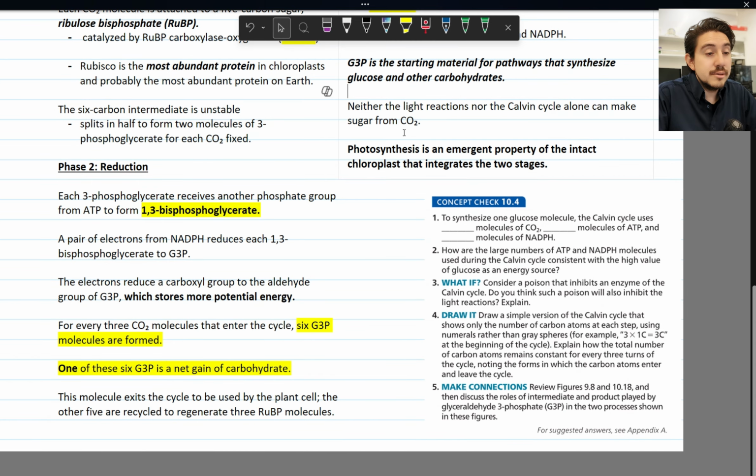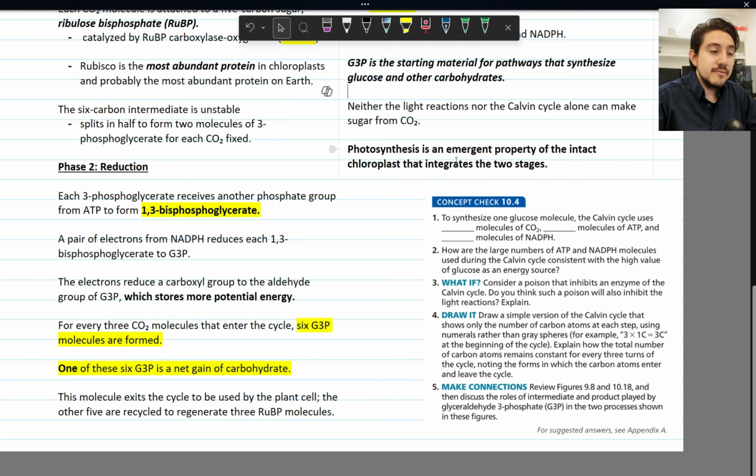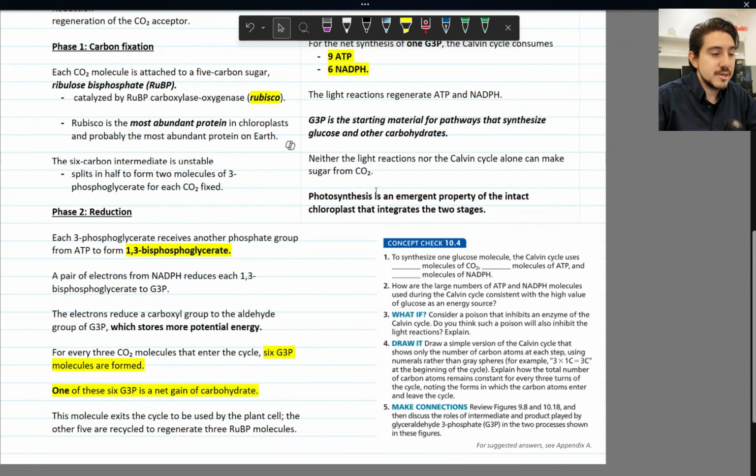So, of course, the light reactions and light independent reactions cannot produce sugar on their own. They work together to produce sugar. And because of that, photosynthesis is an emergent property where you're getting the intact chloroplast and that whole complex of molecules and proteins embedded within the thylakoid membranes working together to execute this process. So it's another example of emergent properties. If you just randomly mix them in a solution, it's not going to happen. So it's very, very intricate how they work together.